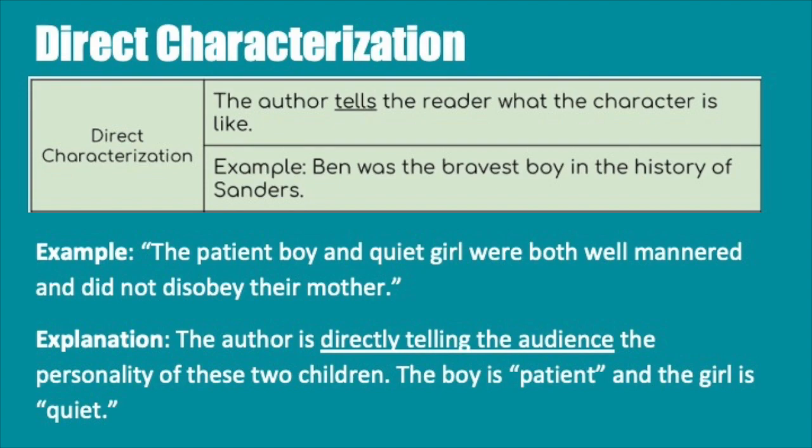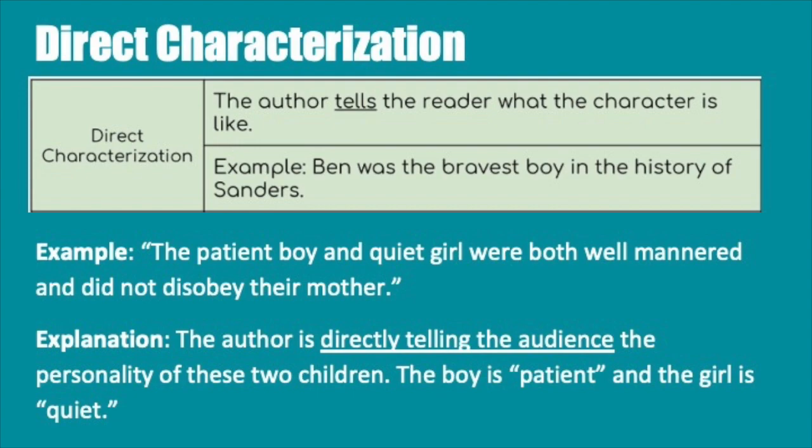So, direct characterization is when the author tells the reader what the character is like. I know we've been talking about showing, not telling, and the difference in the two. So, direct characterization deals with the author telling, and indirect actually deals with the author showing. So, when an author uses direct characterization, they're actually giving you the character traits word for word. So, word for word, you're able to read the character trait.